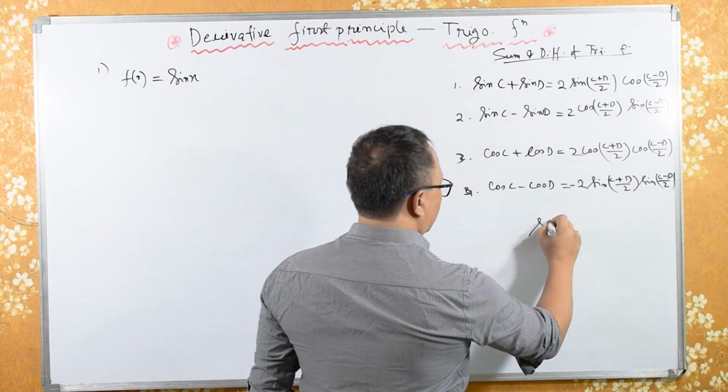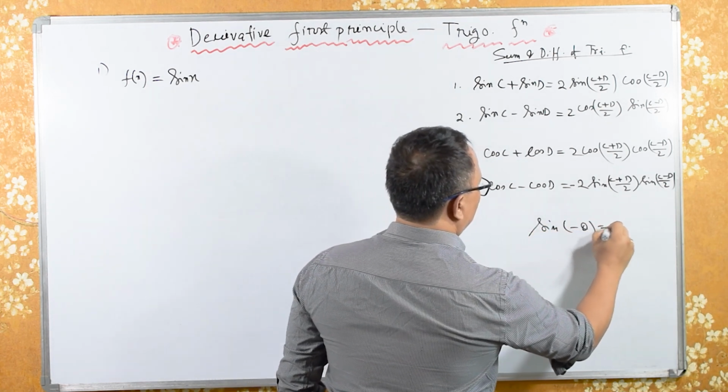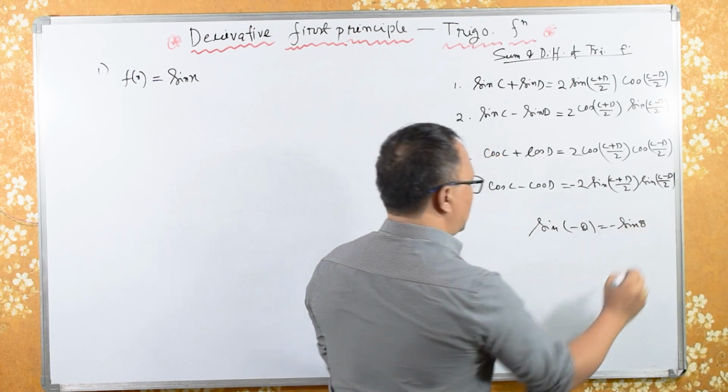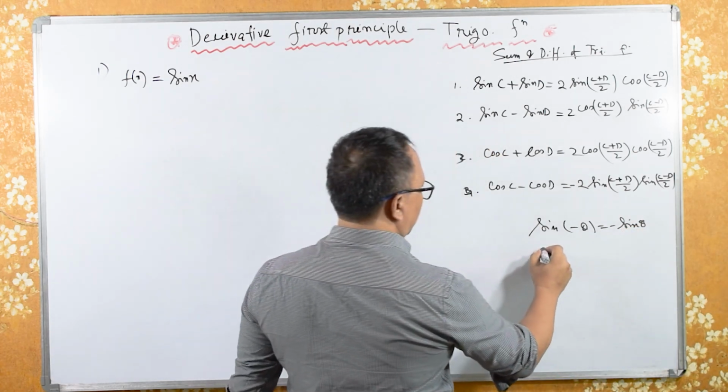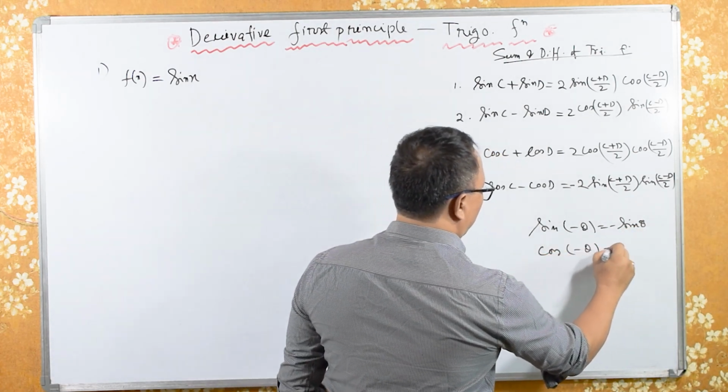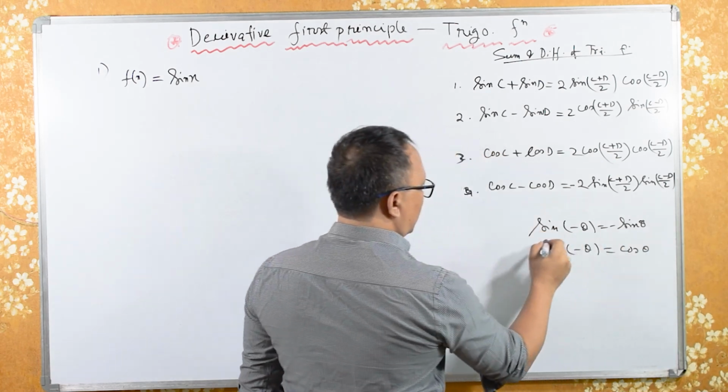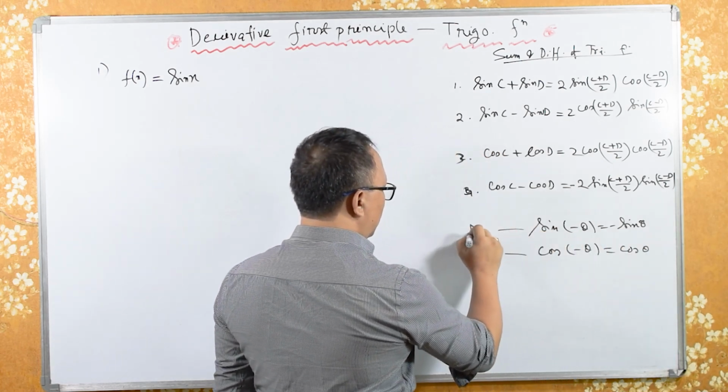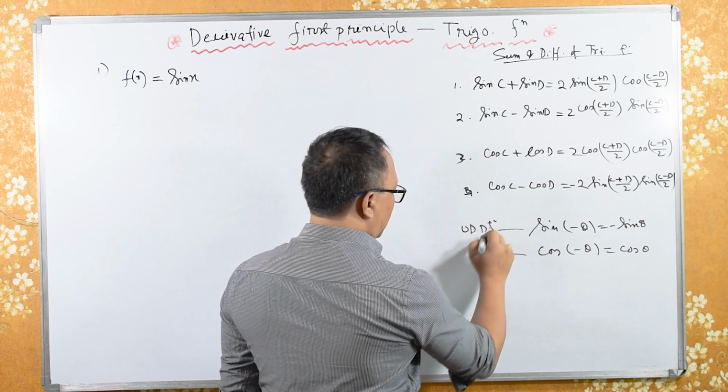Just remember another: sin of minus theta is minus sin theta, because sin theta is an odd function. Similarly, cos of minus theta is cos theta. This is an odd function and this is an even function.